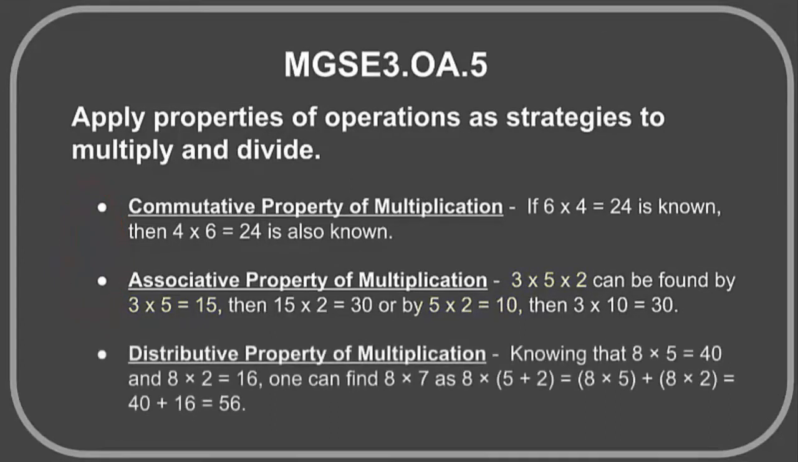Lastly, students will apply the distributive property of multiplication by knowing that if they know 8 times 5 equals 40 and 8 times 2 equals 16, one can then find 8 times 7 as 8 times 5 plus 2, which equals 8 times 5 plus 8 times 2, or 40 plus 16 equals 56.